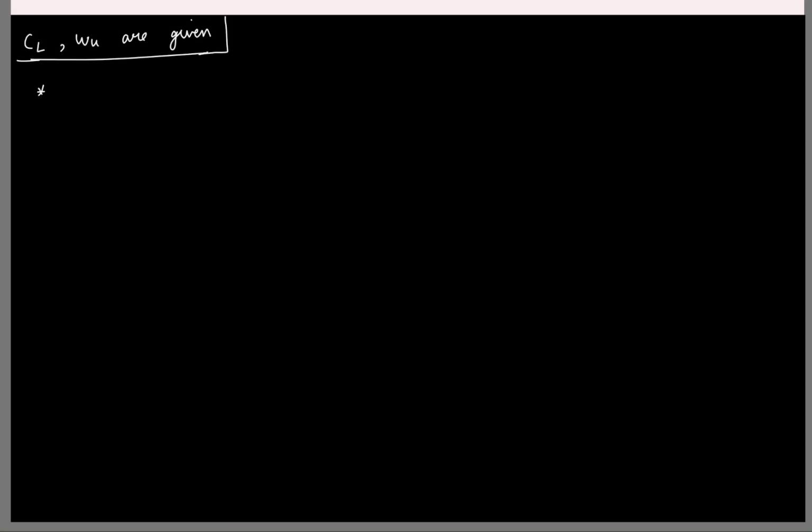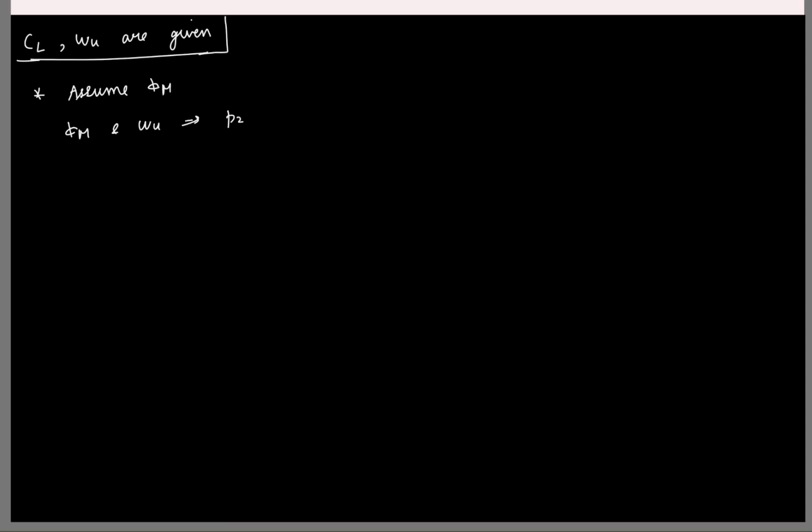Can you write the results again? Okay, you try to remember. Now you should be in a position to think. You are given CL and omega U. What would be a starting point again? Assume phase margin is the thing you should assume. So you assume phase margin, and from phase margin and omega u, you can find P2.